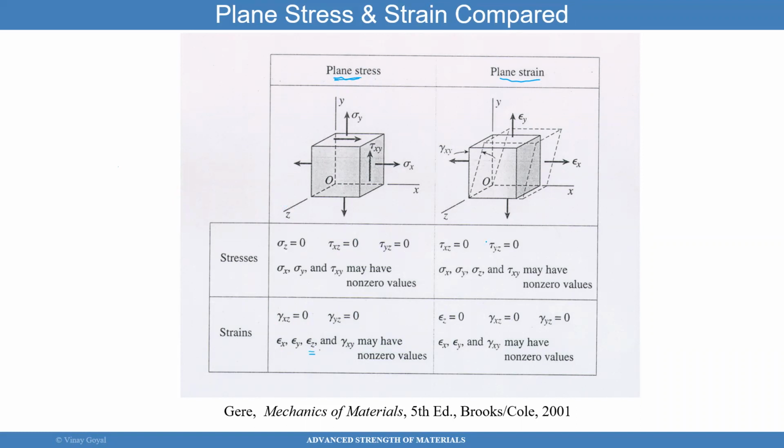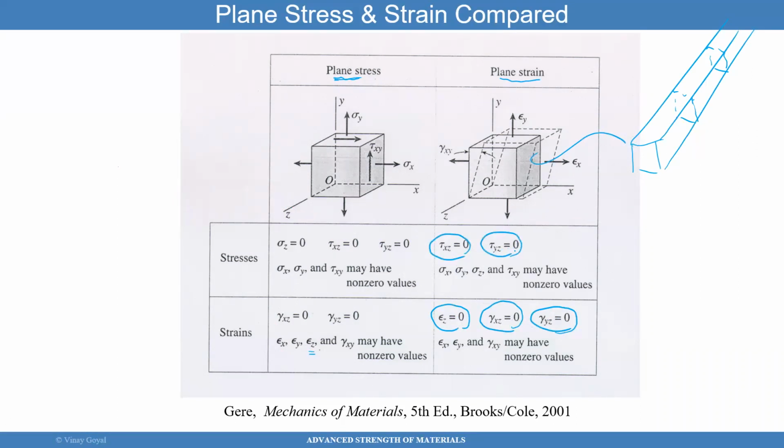So what is going on on the right-hand side is I may have a very long structure. But the cross-section of each of these here will be the same. The deflections in that cross-section will be the same, which means that the strains epsilon ZZ, gamma XZ, and gamma YZ will be 0. As a consequence, these two have to be 0 because they're related through the shear modulus. And then these are non-zero.